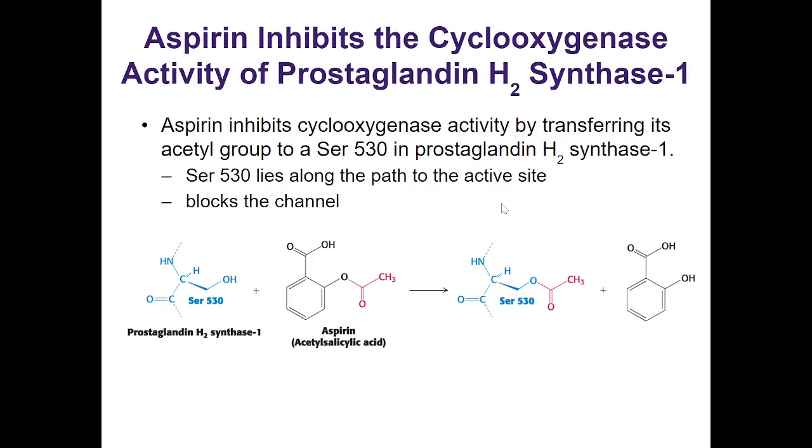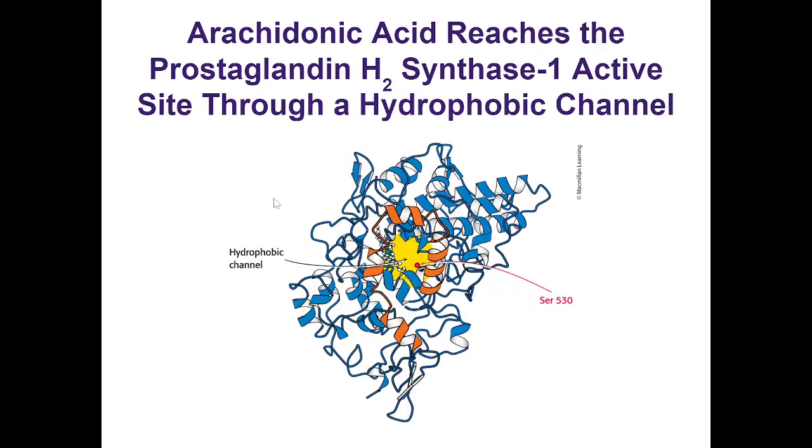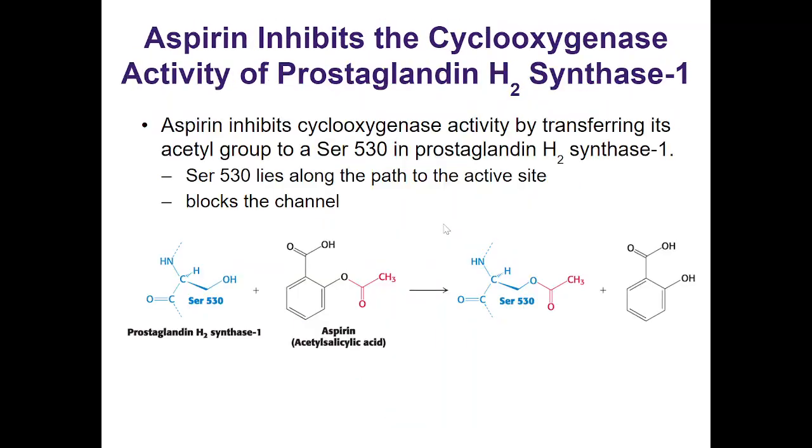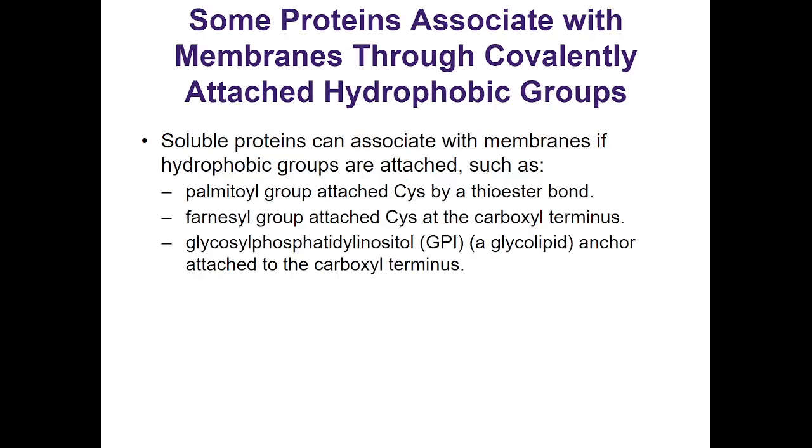Okay. The serine 530 lies along that path to the active site, and this will block that channel. Again, this is the active site right there. See the little molecule in there? And so that would actually then covalently modify the active site, block it, and now we can no longer do the reaction, right? And that is one of the inflammation blocking activities of aspirin. Cool, huh? All right, so some proteins are going to be associated with membranes through covalently attached hydrophobic groups.